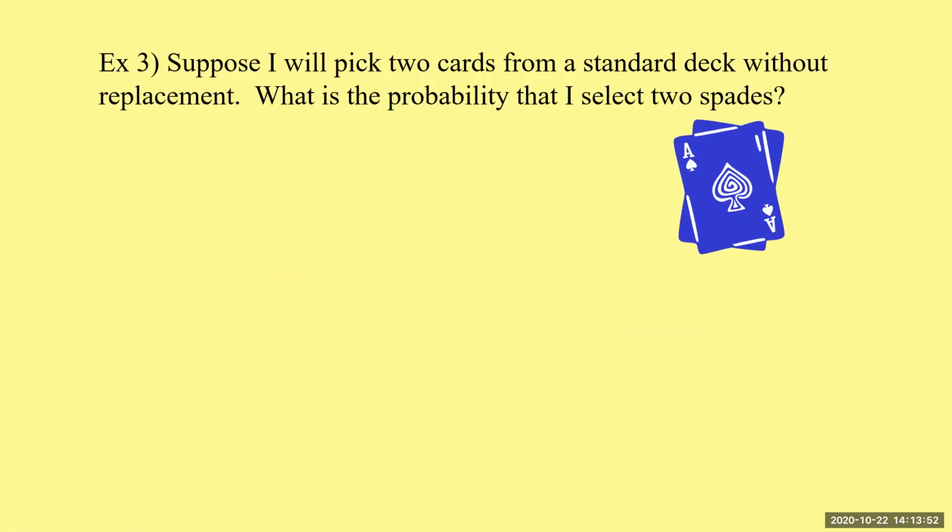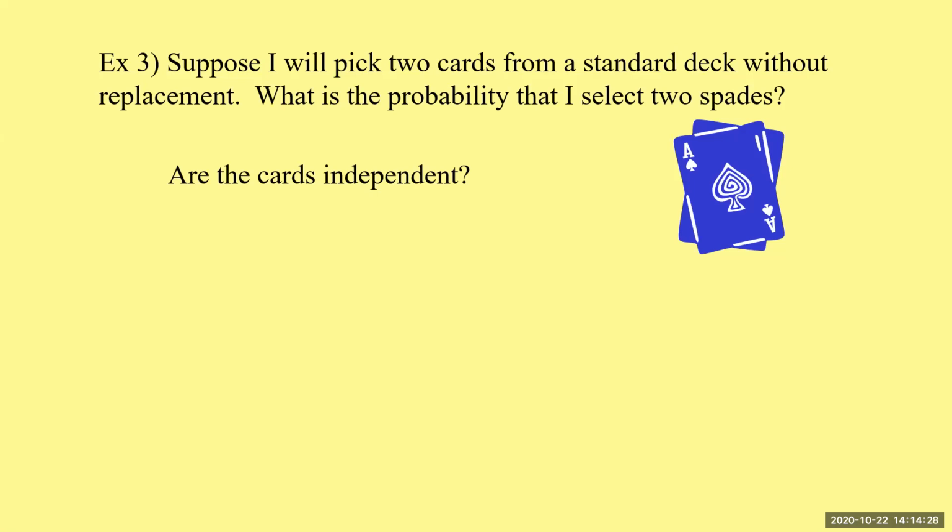So let's look at a card example. Suppose I pick 2 cards from a standard deck without replacement. What is the probability that I select 2 spades? Now, the AP test does require you to know about a deck of cards. You need to know that there are 52 cards in a deck, 4 suits, 13 cards in each suit. You do need to know that. Half of them are red, half of them are black.